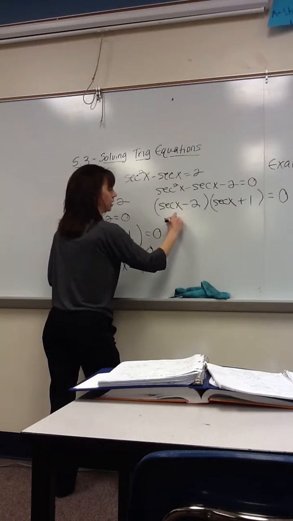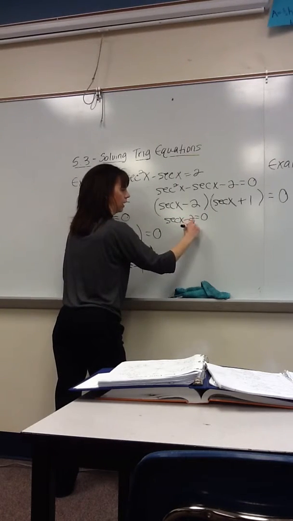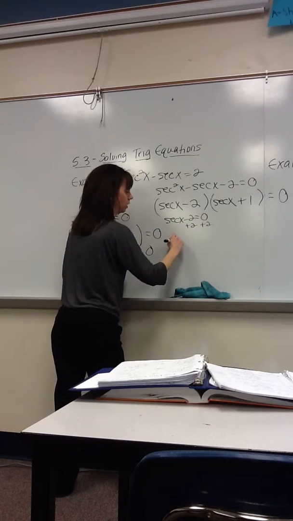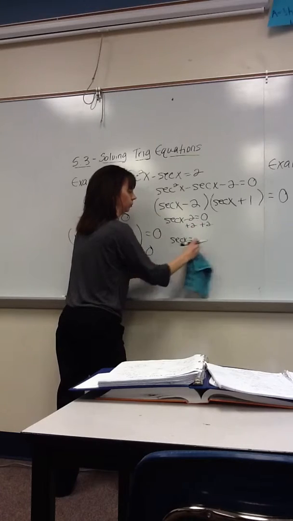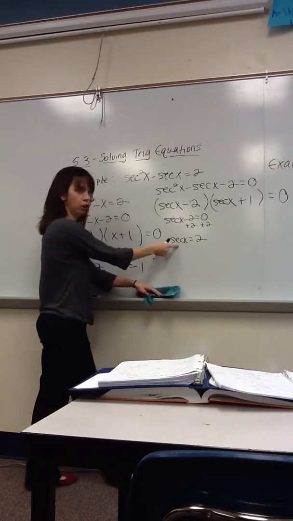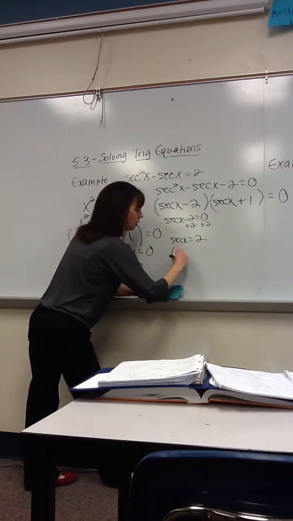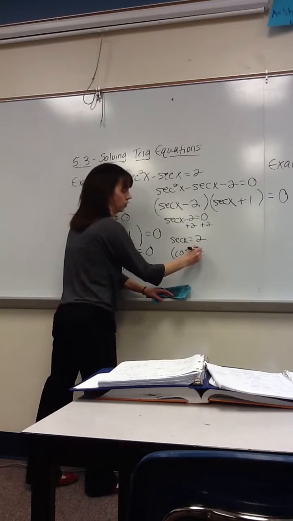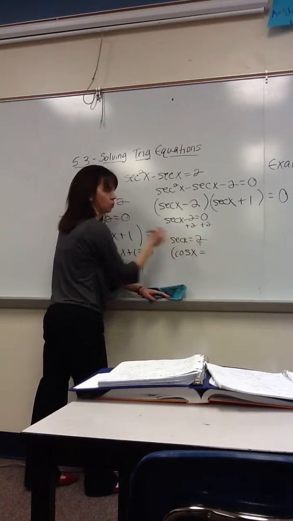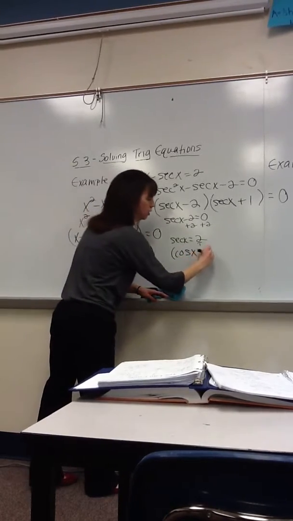So we have secant of x minus 2 equals 0. I add 2 to each side. The secant of x is equal to 2. How am I going to think of it instead? Cosine. So I'm going to put a little note to myself here. I'm really looking for where the cosine of x is equal to 1/2, because 2 means 2 over 1, and the reciprocal of secant is cosine. So I'm looking for 1/2.